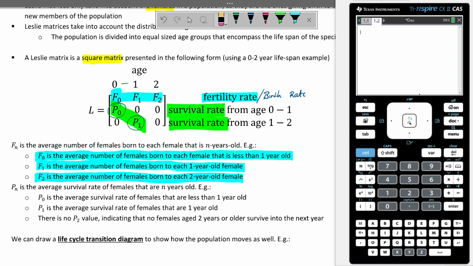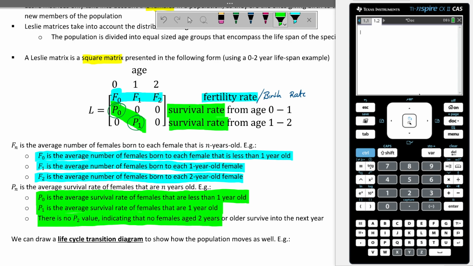And remember, we only care about females here. P of 0 is the average survival rate of females that are less than 1-year-old. P of 1 is the average survival rate of females that are 1-year-old. Did I say less than before? I think so. Now, once you are 2 years old or older in this Leslie matrix, guess what? You are dead. You're not making it past 2 years or older. There is no P2 value, indicating that no females aged 2 years or older survive into the next year. There's a hard cutoff for this particular Leslie matrix.